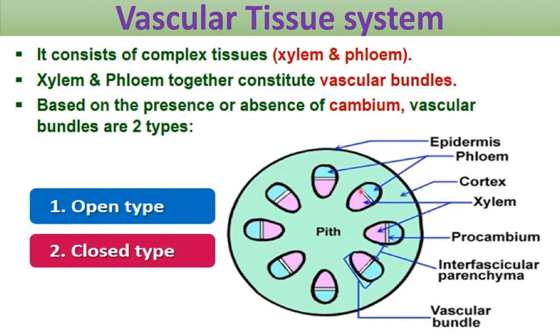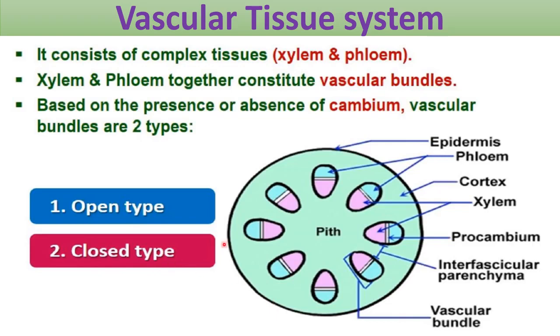Now you can see this layer, this white colour portion between xylem and phloem. This is cambium, a ring of cambium. So based on its presence or absence, vascular bundles are of two types. These bundles you can see here are of two types. In some, this cambium can be present and in some it can be absent. So based on that, these can be open type vascular bundles or closed type vascular bundles.